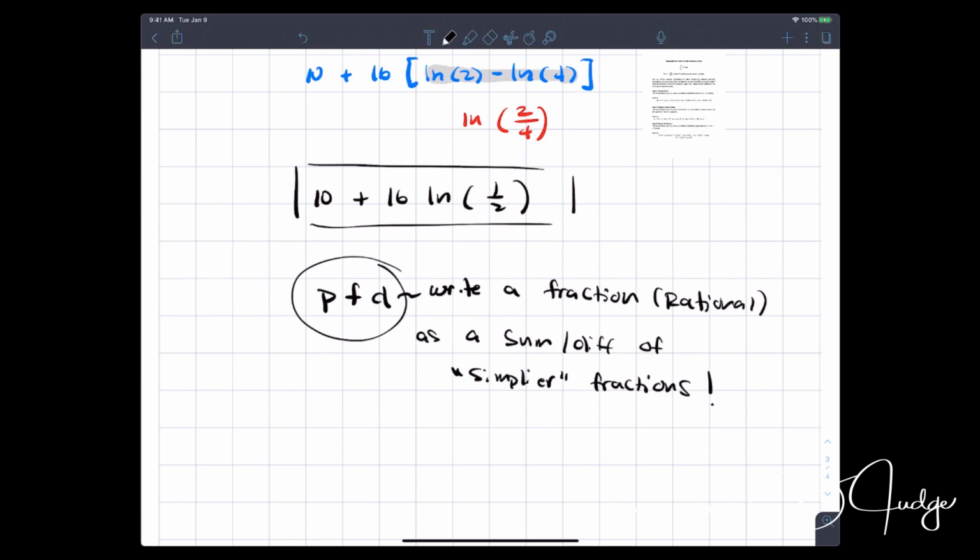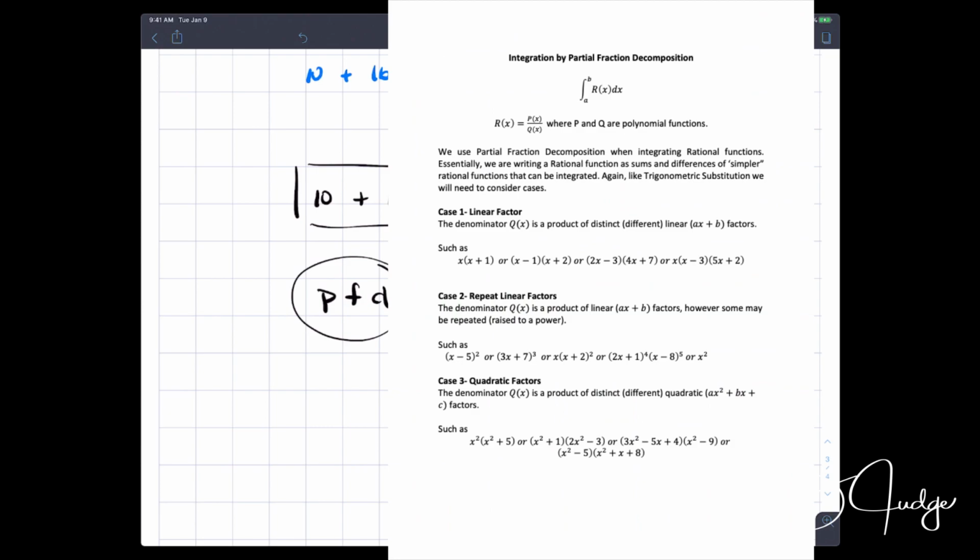If I go up here, did I write this down? We use partial fraction decomposition when integrating rational functions. Essentially we are writing a rational function as sums and differences of simpler rational functions. The reason we do that is, of course, so that we can integrate. That's the whole idea. They're easier to integrate. And again, like trigonometric substitution, we just need to consider cases now. So the focus at this point is the process of PFD.